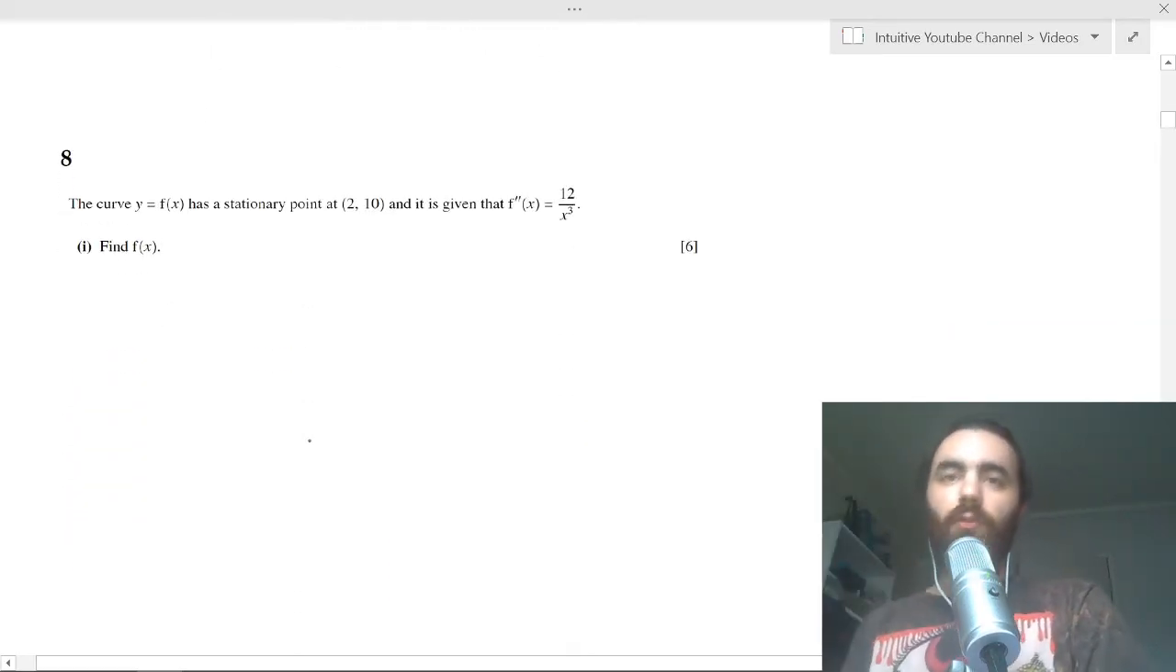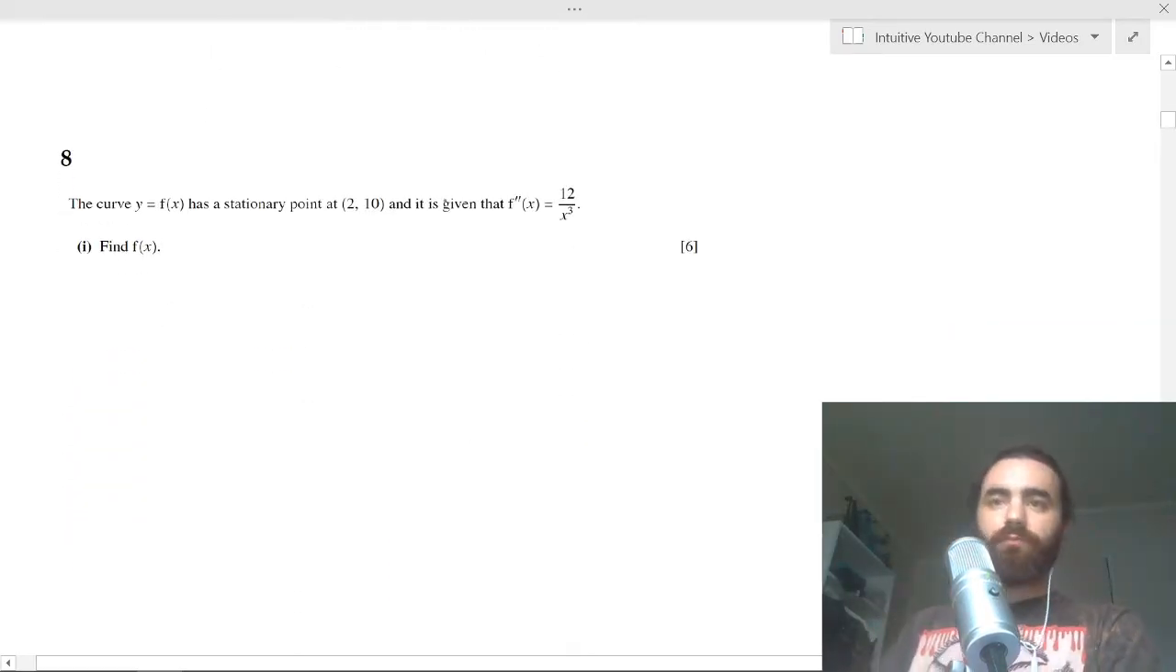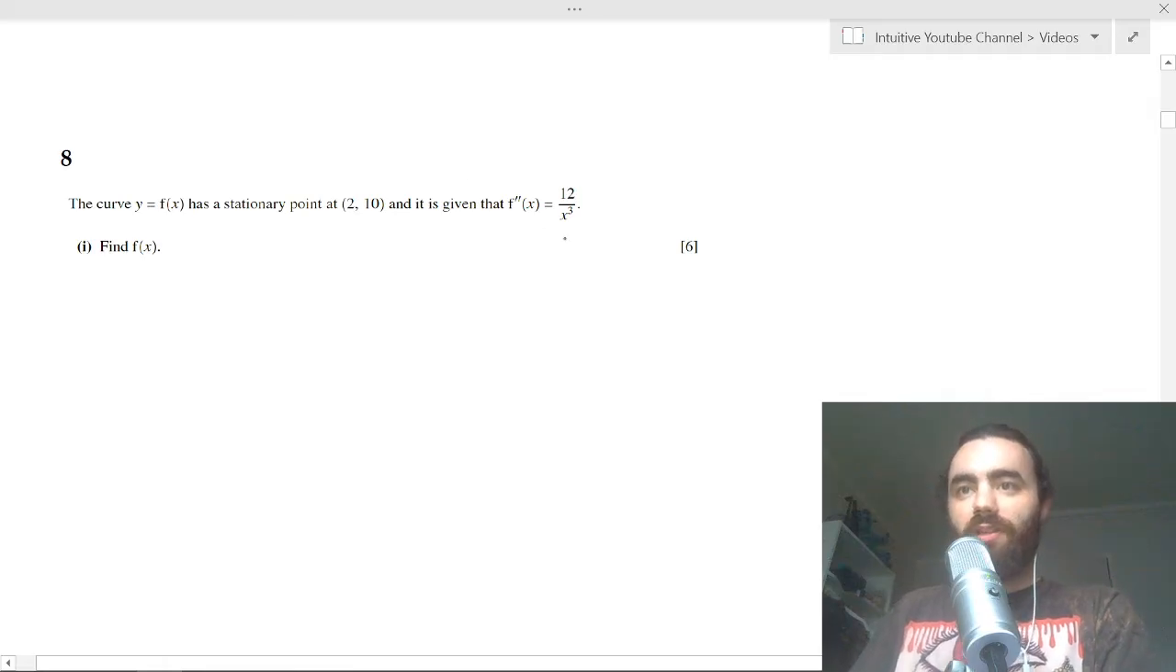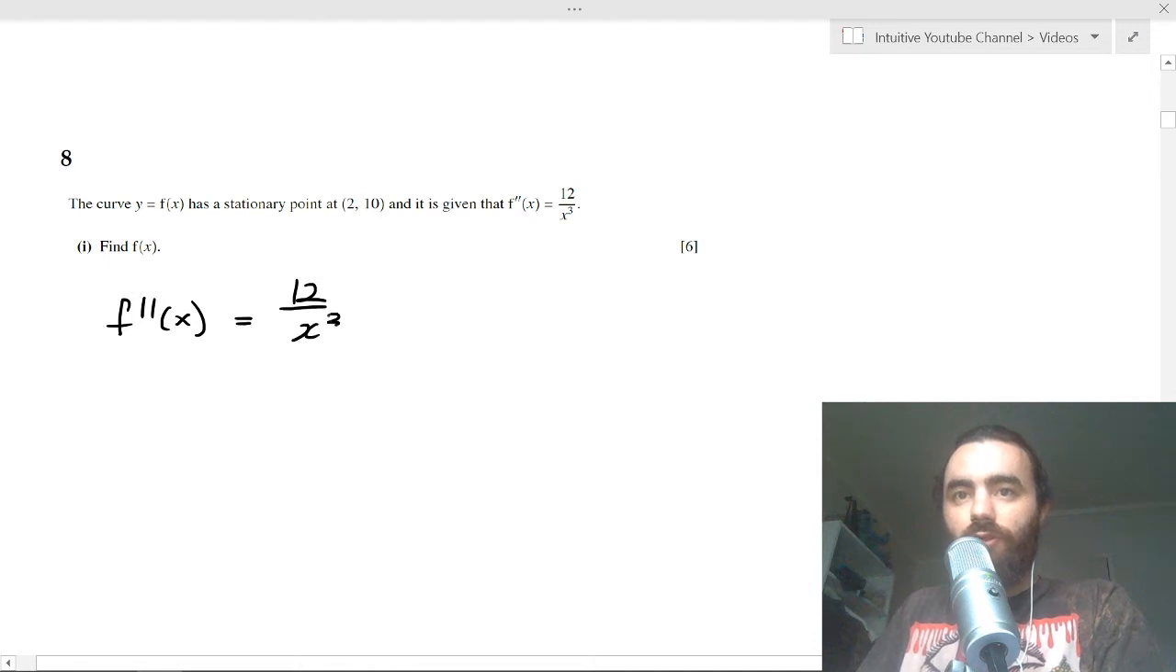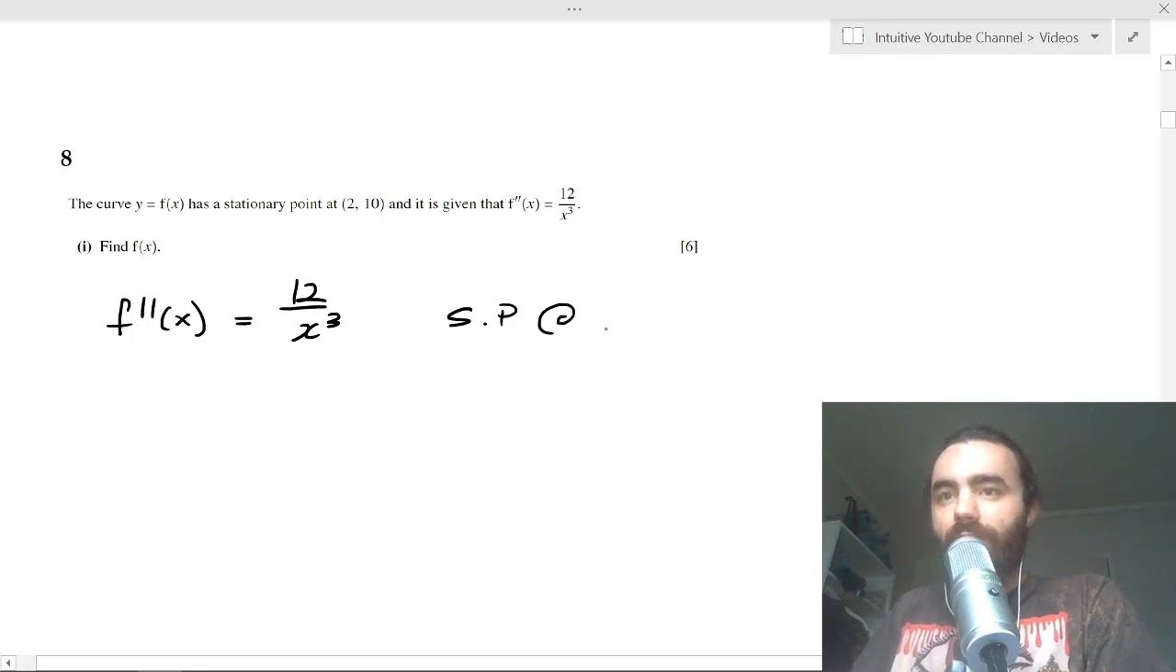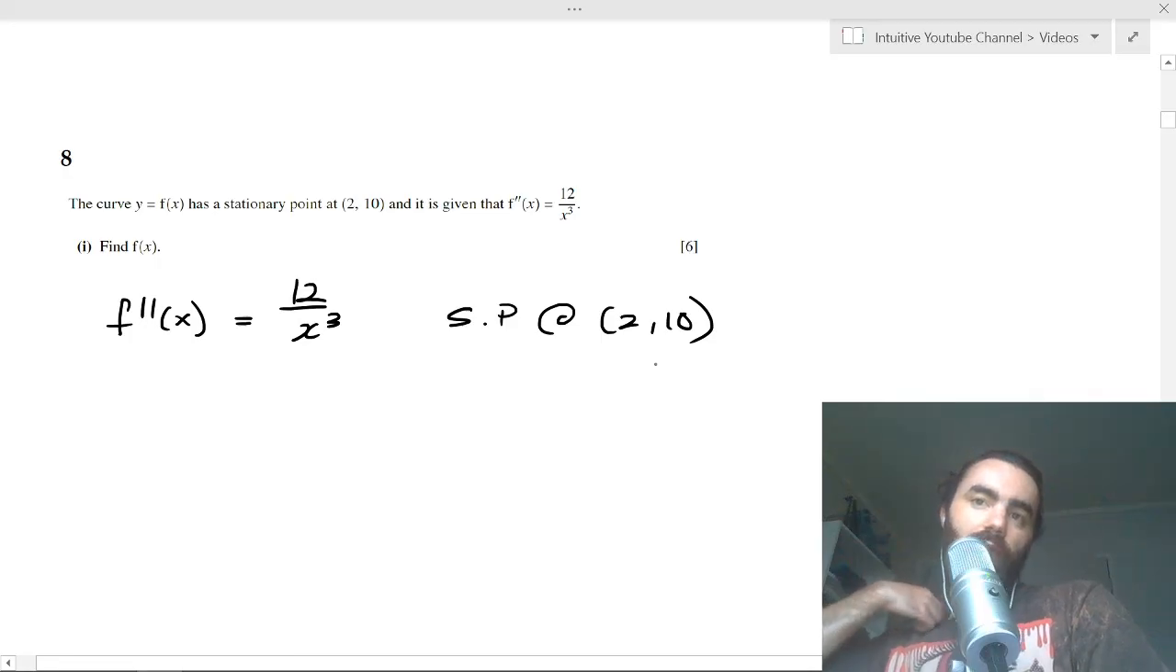Okay, let's move on to another one of these find the equation of the curve. And in this one, you're given actually a second derivative. You're given that the second derivative of f of x is 12 over x cubed. And it says that the curve y equals f of x has a stationary point at (2, 10). And it says find f of x.